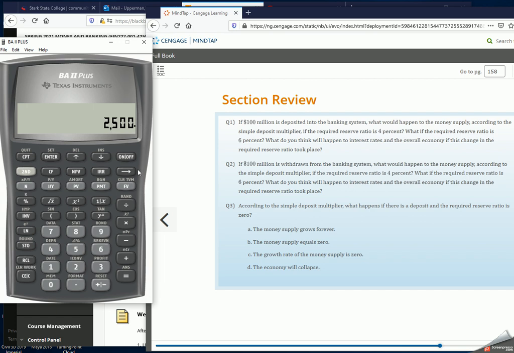Now, if your required ratio was 6%, you would take the 1, divide that by 0.06, so it's going to be a little bit less, and then multiply that by the 100 million. So then you'd have 1.6 billion.